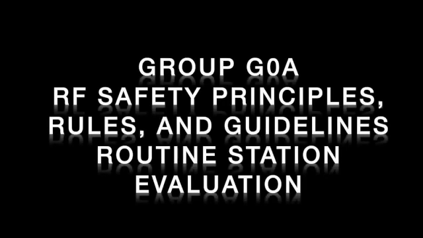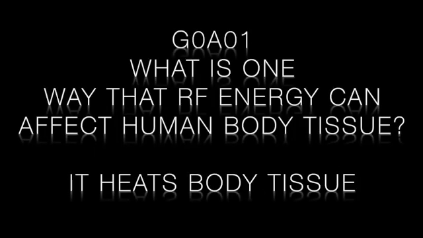Group G0A RF safety principles, rules, and guidelines, routine station evaluation. G0A01. What is one way that RF energy can affect human body tissue? It heats body tissue.